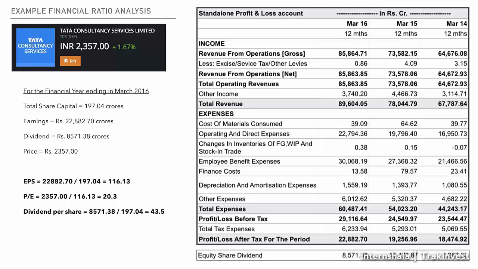ROE. ROE is the return on equity we learnt in the earlier module. Return on equity is nothing but your earnings divided by the total share capital. Now, total share capital, when I say here, it's the total shareholders' funds, which is the total share capital 197 crores plus the value of 58,669 crores. This adds up to 58,866 crores. That is the total shareholders' funds in the company.